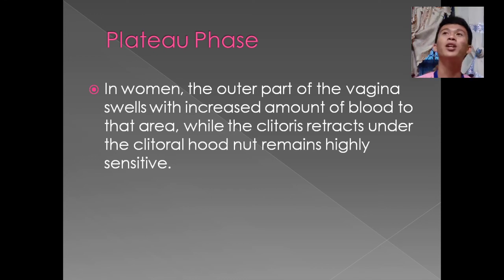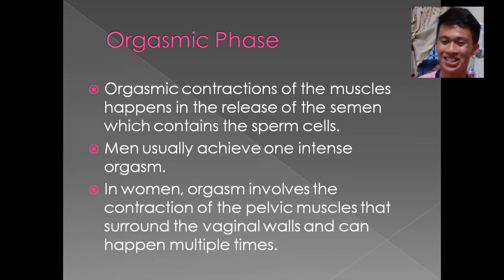Furthermore, the vagina is a very sensitive sex organ of the female, so take care of your sex organs, girls. Also boys. Next is the orgasmic phase. In the orgasmic phase, contraction of the muscles happens with the release of the semen which contains the sperm cells.